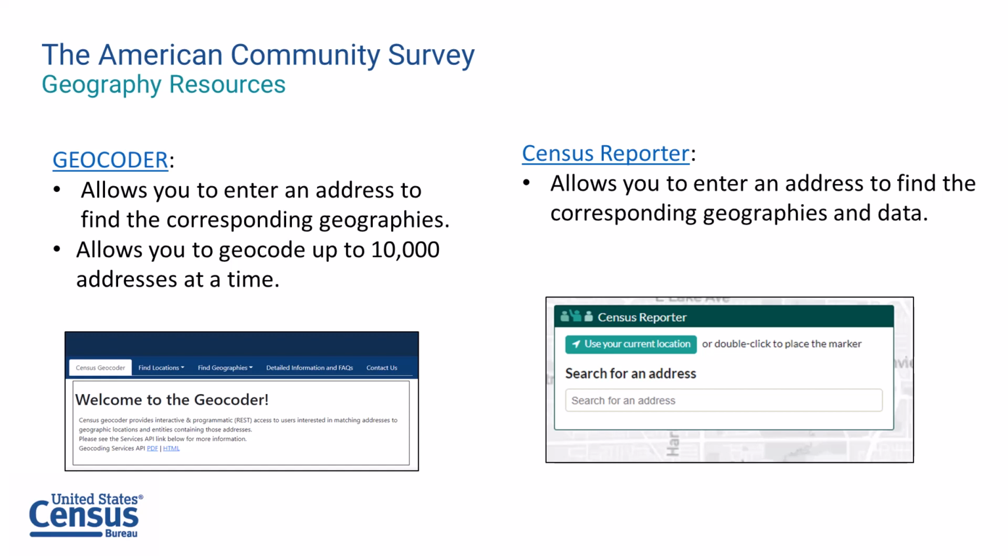Data users can also geocode up to 10,000 addresses. Geocoding is the process of inputting an address and receiving back latitude, longitude coordinates, or the geographic coordinates of an address. For the census, that also means receiving other geographic identifiers such as the state, county, city, or place, etc. Learn more at the Geocoder user guide link provided below this video.